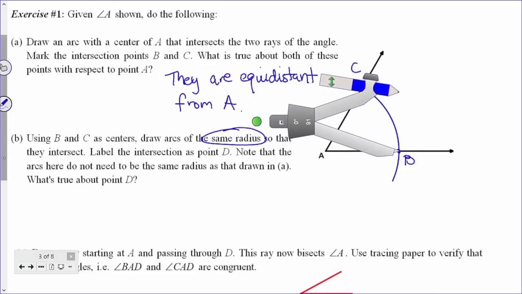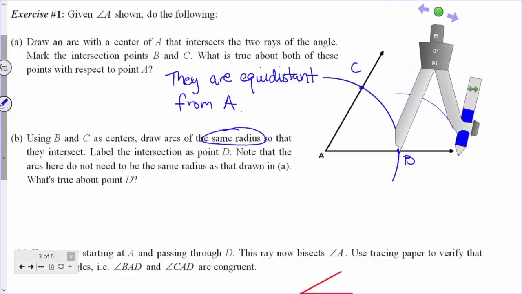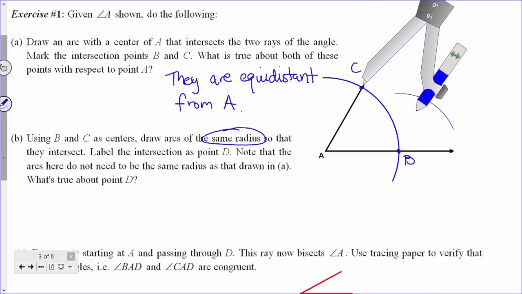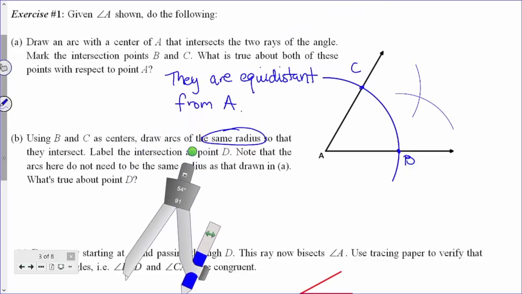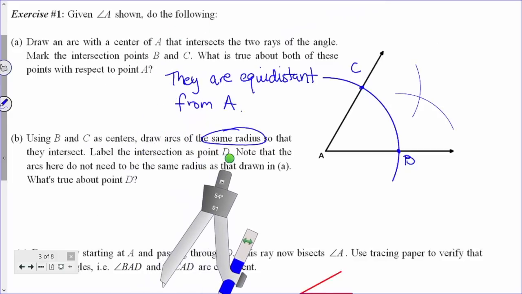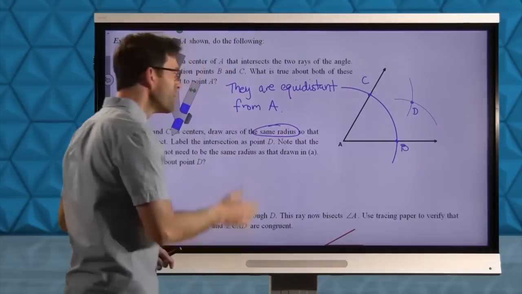And it continues to slip off of B. Anyway, we'll do that. Now what I need to do, without changing that, I need to bring it up to C. Draw in that arc. Let's see, what does it say? We should label it point D, like that. Note that the arcs here don't need to be the same as the radius drawn in A.